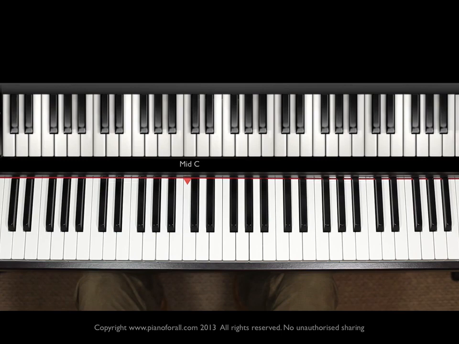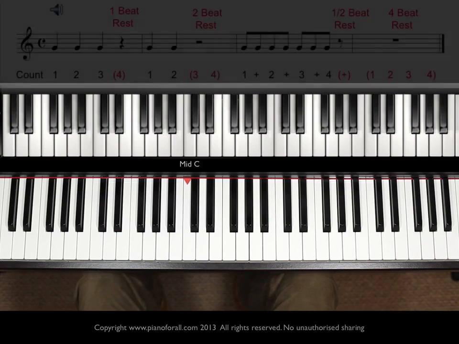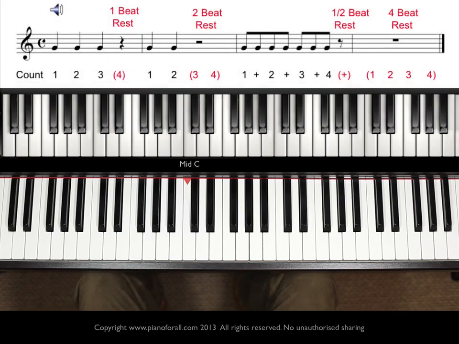Periods of silence. So you're not always going to be playing something in every single bar. There's going to be some pauses, some silence. And they're shown by symbols called rests. And they'll each have a different duration. So let's have a look. 1, 2, 3, 4. So that's on that 4th beat, there was nothing played. That's a 1 beat rest.